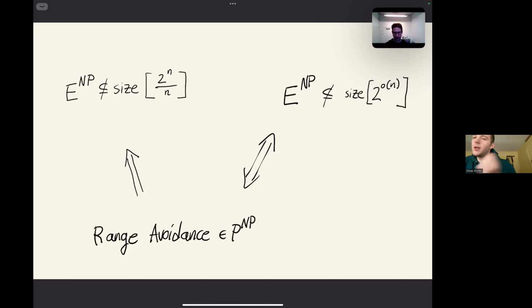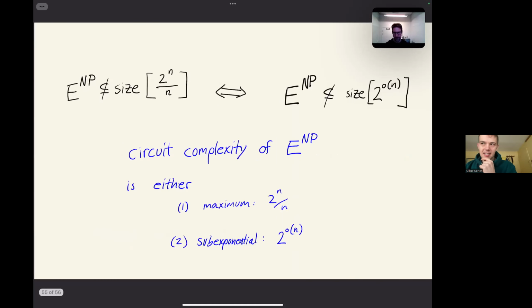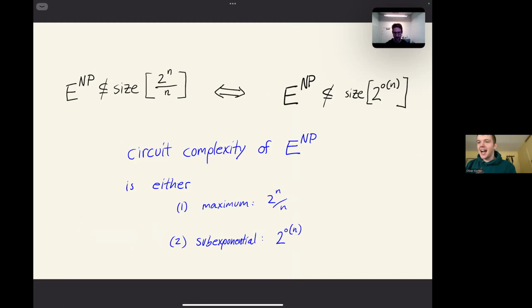We can prove a lower bound that's 2 to the n over n. That's possible. And so if we combine these two equivalences, we get that this class E to the NP has a kind of dichotomy theorem for its circuit complexity. So we can show that either some language in this class attains the maximum circuit complexity, 2 to the n over n, or every problem in this class has a sub-exponential circuit complexity, 2 to the little o of n.